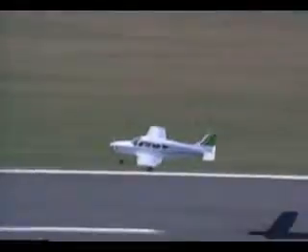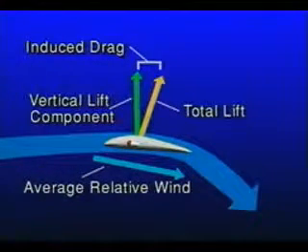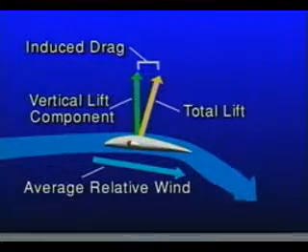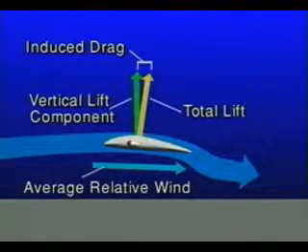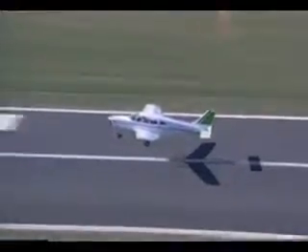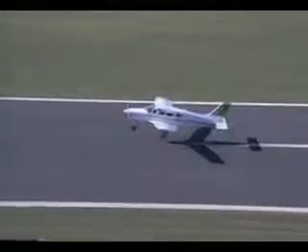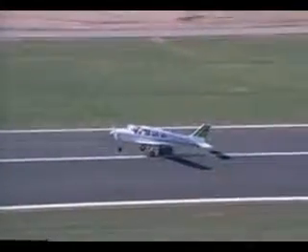As your airplane descends to within one wingspan of the ground, the wingtip vortices and resulting downwash are deflected horizontally. This in turn moves the average relative wind closer to the horizontal and the total lift vector closer to vertical, thus increasing the vertical component of lift and decreasing induced drag. As a result, the airplane tends to fly longer in ground effect or float down the runway. This can be a problem on shorter runways.